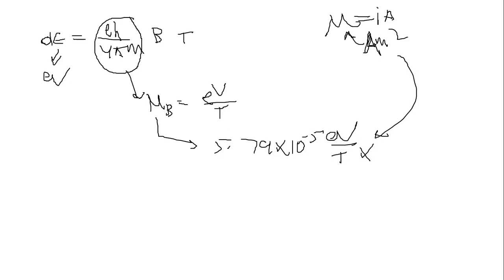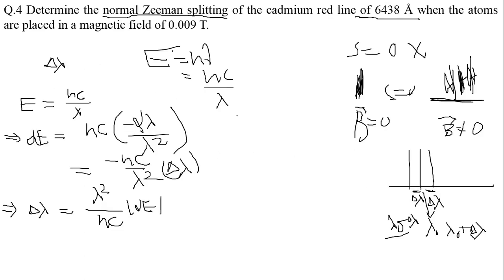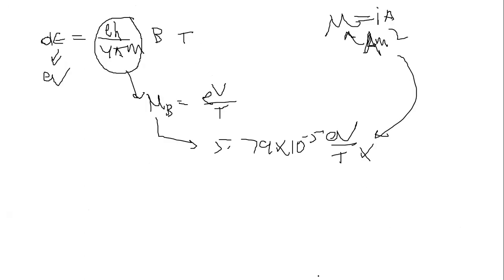So here when we multiply by B, because B is given in Tesla, B will be 0.009 Tesla. The Tesla gets cancelled out. Then what will be the energy difference? Can anyone tell me what will be the energy difference?